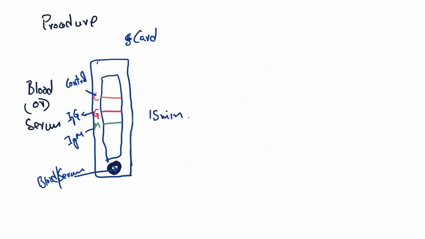So in this 15 minutes, the serum gradually moves from here to here, in this particular direction. As and when it passes through this direction, if you end up seeing lines in any of the regions, it indicates the presence of that particular component in the sample.